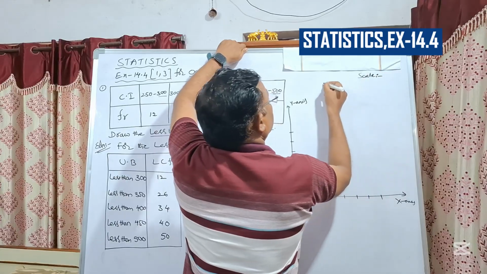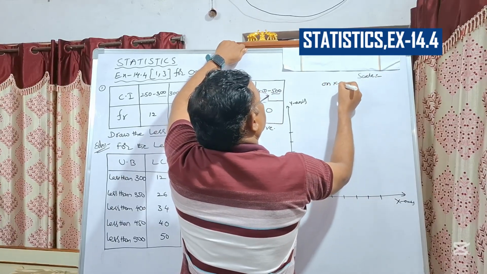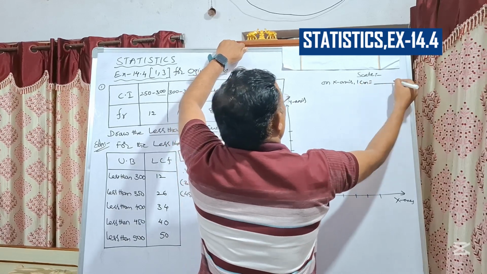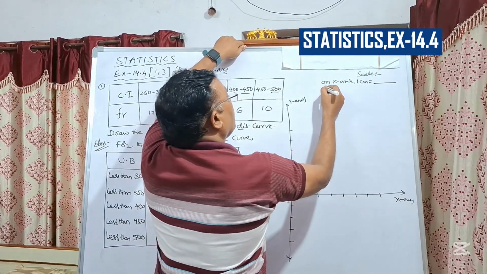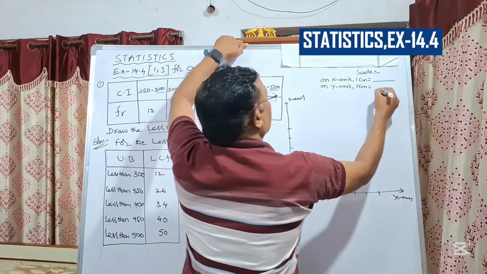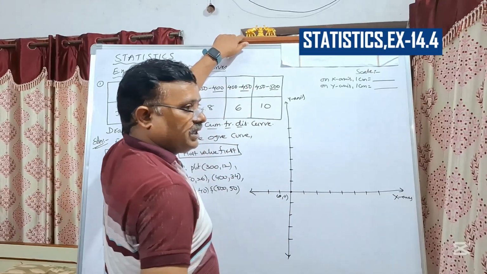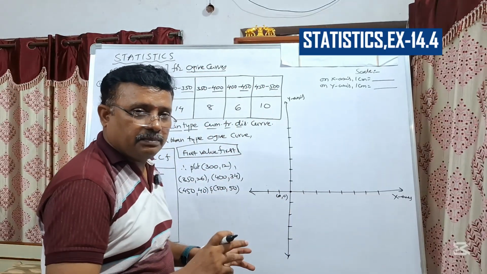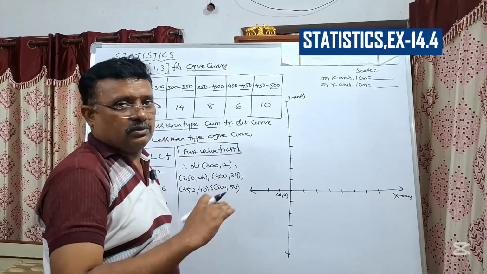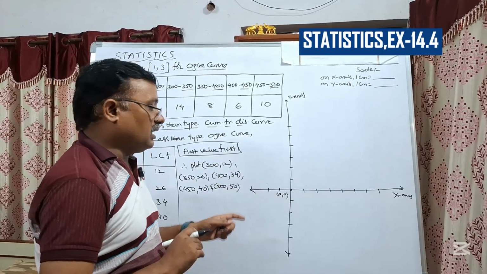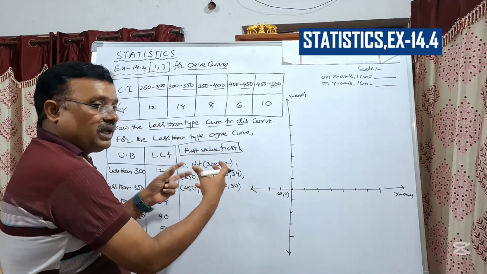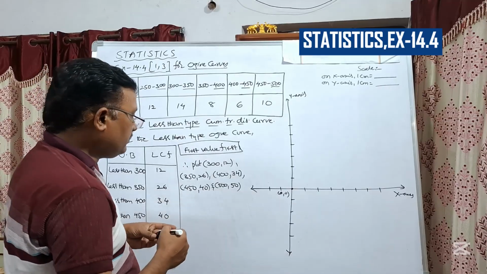So scale is compulsory. On the x-axis, 1 centimeter equals how much? On the y-axis, 1 centimeter of the graph equals how much? That we need to write. It depends upon the data or numerical values of the question and varies from problem to problem. So observe that, and as you wish, take the partition or scale.